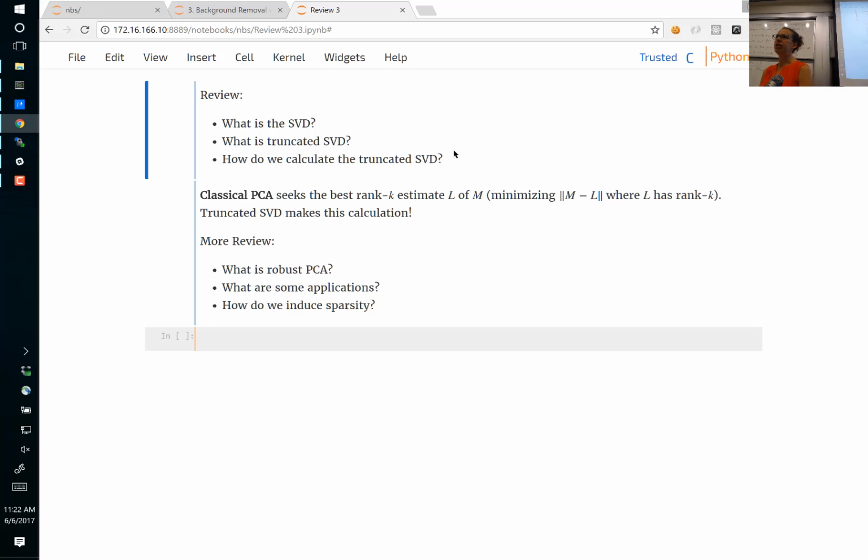So what are some other applications that we saw? So we did the background removal.